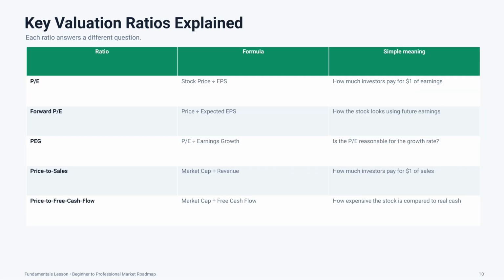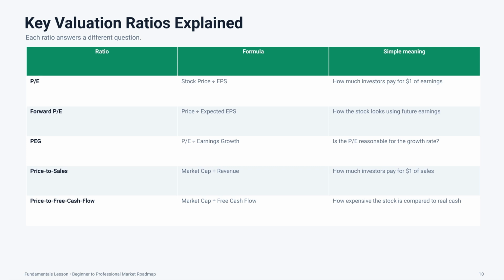This slide explains the most common valuation ratios and what question each one answers. P/E ratio means price to earnings. The formula is stock price / EPS. It tells us how much investors are paying for $1 of company earnings. A high P/E may mean investors expect strong growth, but it can also mean the stock is expensive.